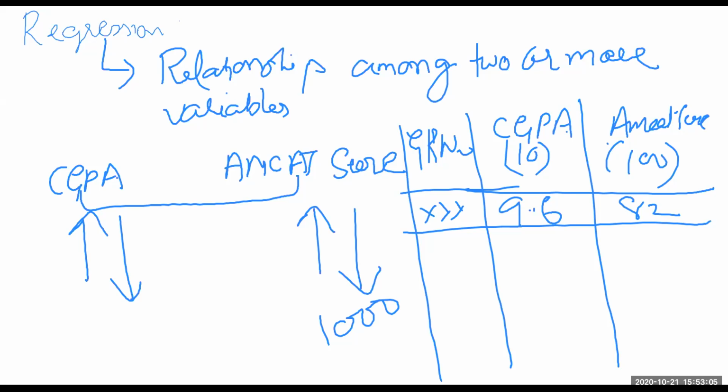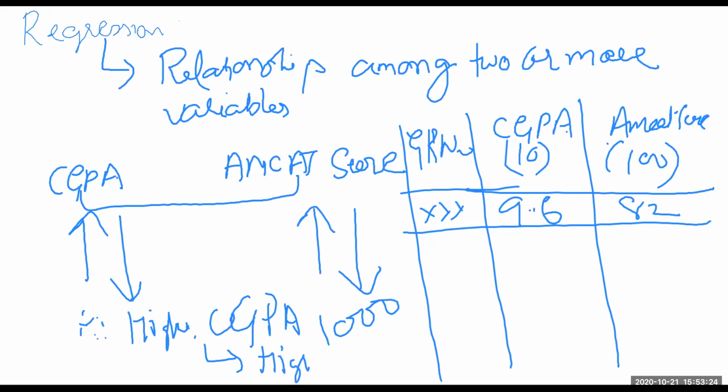If you recall the hypothesis chapter, I'll say the hypothesis is that higher CGPA has higher AMCAT score. Higher CGPA, higher AMCAT score. So this is the hypothesis. Now I want to verify whether this hypothesis is true or false, and whether there is any alternative hypothesis that exists to this particular hypothesis.